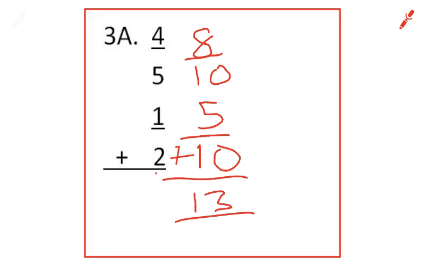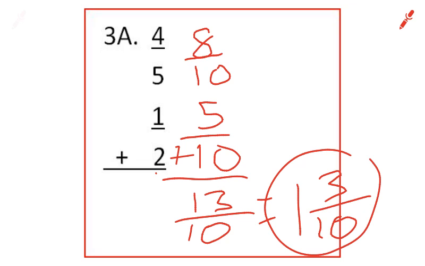What kind of fraction is that? Improper. Why is it improper, Ashley? Because the bigger number is on top. So now we're going to go our bottom number into the top number. 10 goes into 13 one time with 3 left over. 1 and 3 over 10.